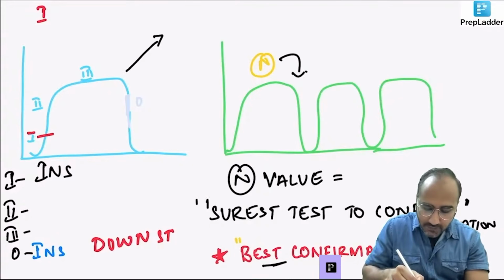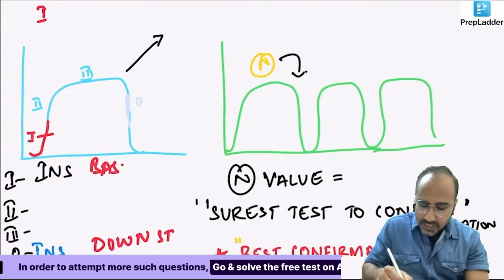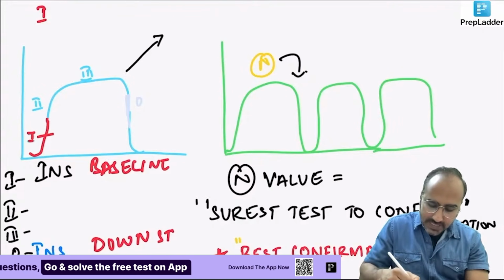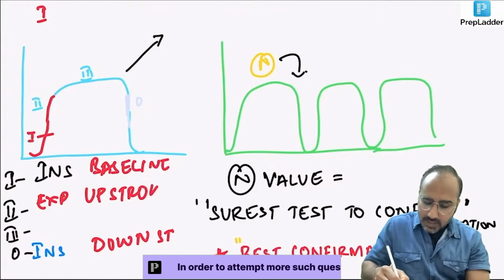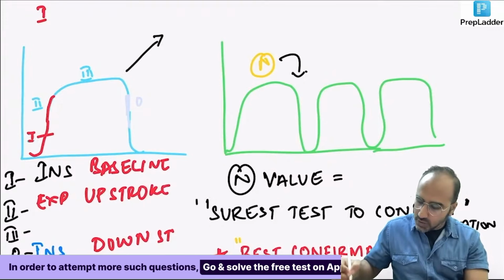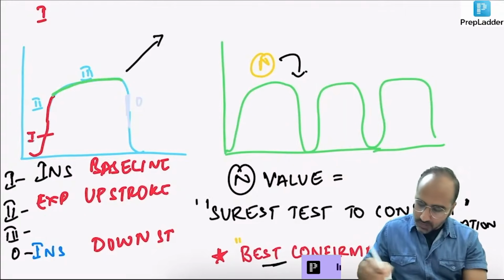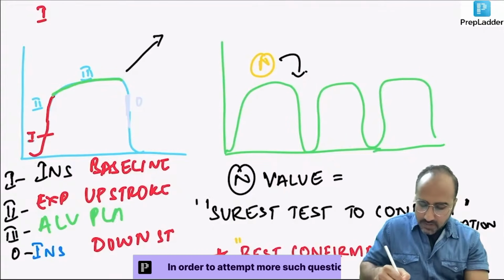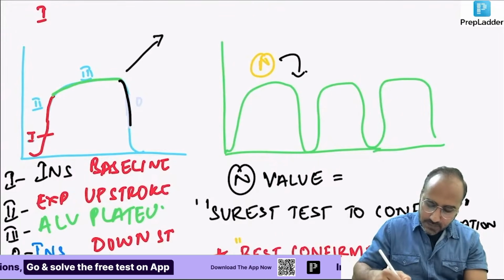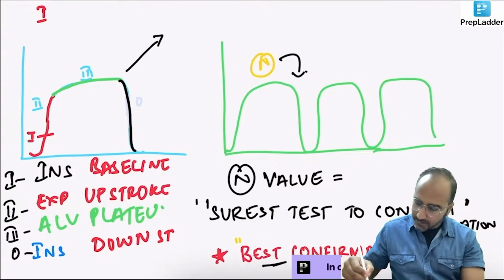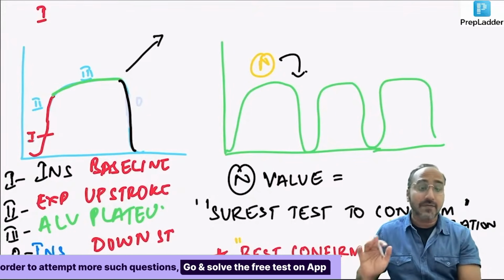First phase of capnograph, when the capnograph is starting like this, is called the inspiratory baseline. The second phase, as it is going upward, is called the expiratory upstroke. Then the third phase, which is starting over here, becomes what? Alveolar plateau. Okay? And the last phase of capnograph is expiratory downstroke. Sorry, inspiratory downstroke, not expiratory, it is inspiratory downstroke. These are the 4 phases of capnograph.